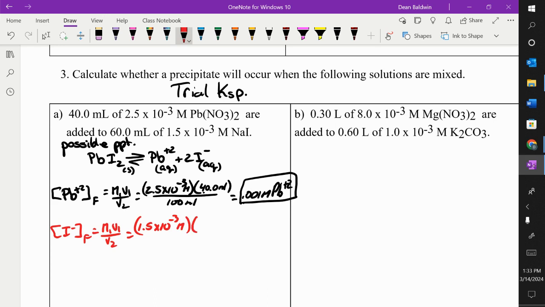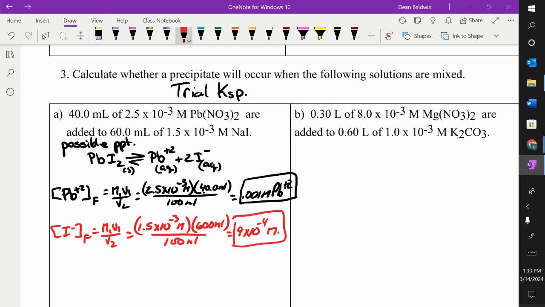And then the volumes are 60 and 100 again. If you punch that in, 0.0009, 9 times 10 to the minus 4. Is that right? Okay.